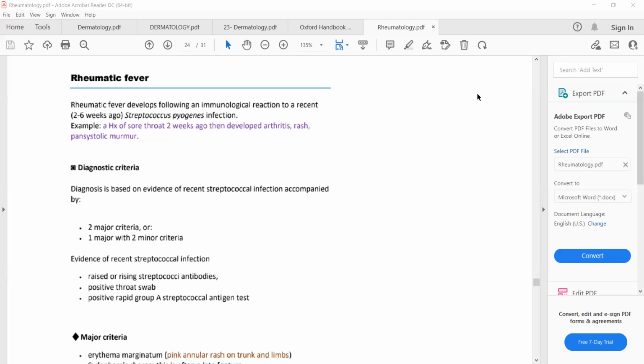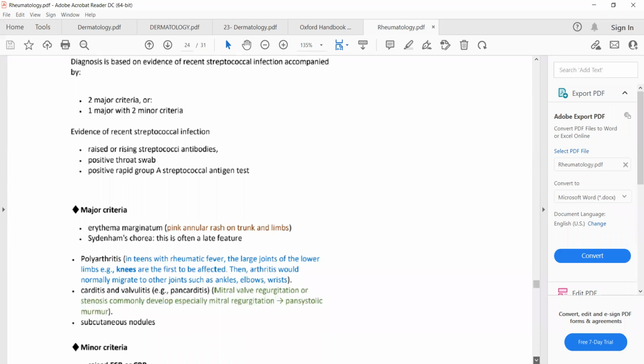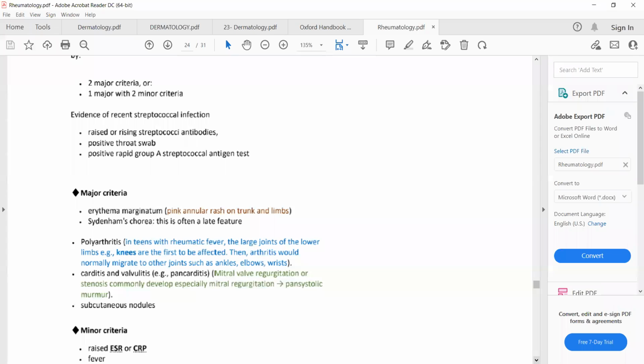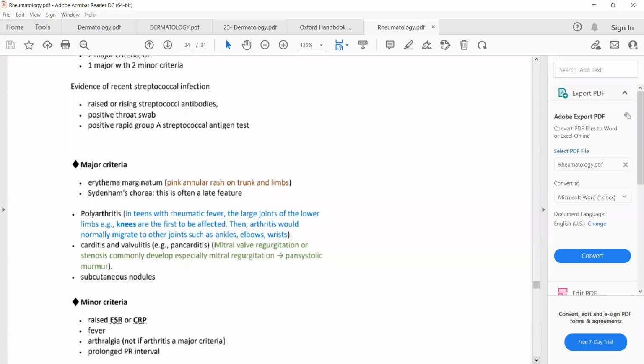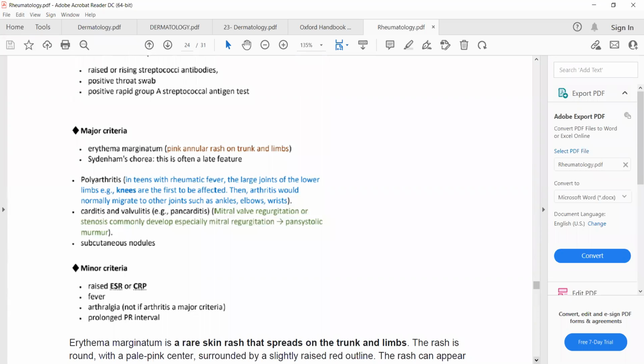Rising titers of streptococcal antibodies, a positive throat swab, and a positive rapid group A streptococcal antigen test. So these are the 3 points for evidence of recent streptococcal infection, either antibodies against streptococci or a positive throat swab or a positive antigen test. Now, what is major criteria?